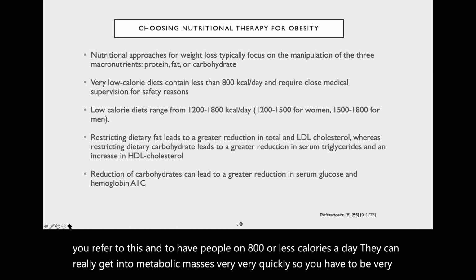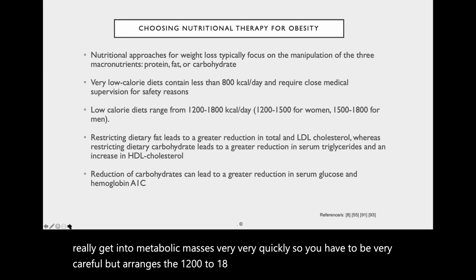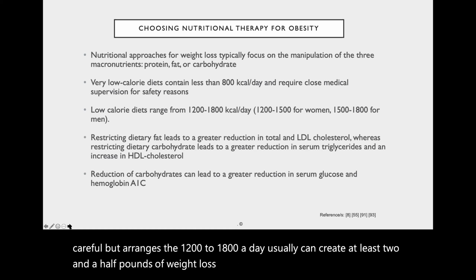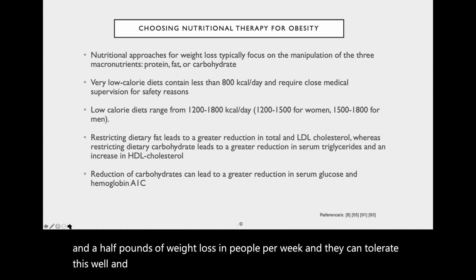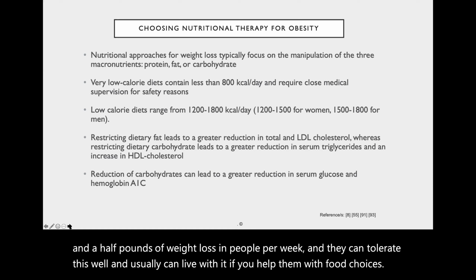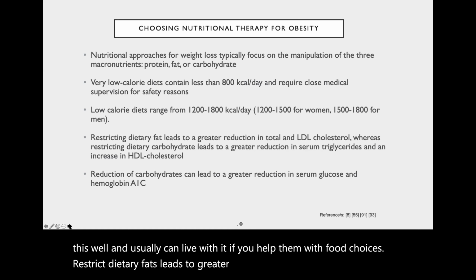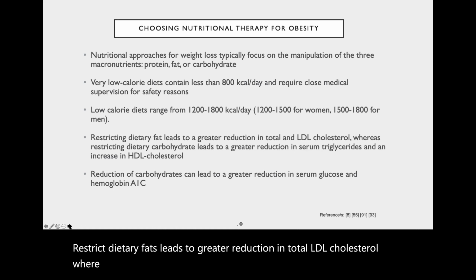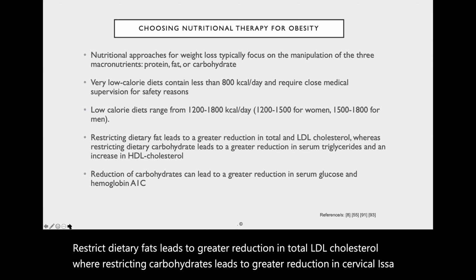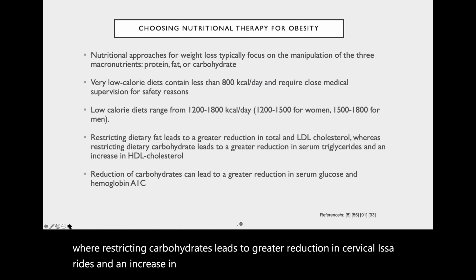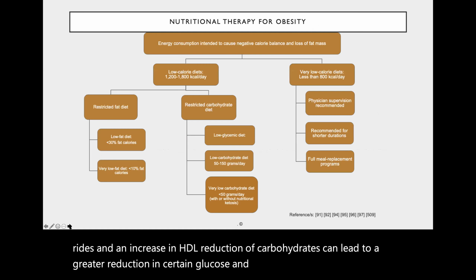But a range of 1,200 to 1,800 a day usually can create at least 2.5 pounds of weight loss in people per week. And they can tolerate this well and usually can live with it if you help them with food choices. Restricted dietary fat leads to greater reduction in total LDL cholesterol, where restricting carbohydrates leads to a greater reduction in serum triglycerides and an increase in HDL. Reduction of carbohydrates can lead to a greater reduction in serum glucose and hemoglobin A1C.